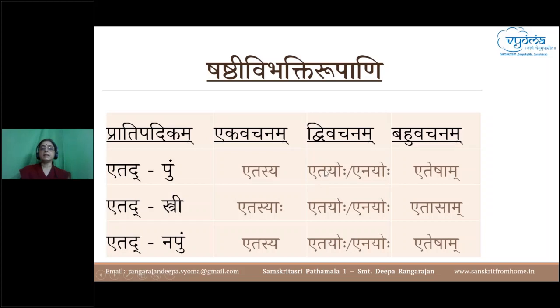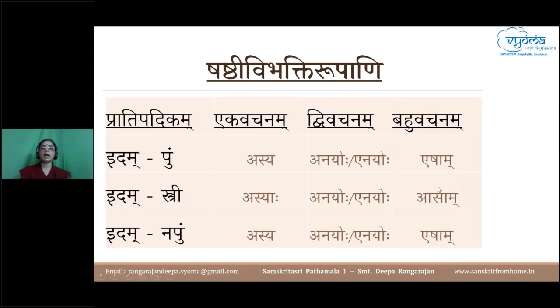Etat shabda, etasya. There are two forms in the dvivachanam alone: etayoho, enayoho, etesham. So pullinga: etasya, etayoho, enayoho, etesham. Srilinga: etasyaha, etayoho, enayoho, etasam. The same as Pullinga, etasya, etayoho, enayoho, etesham for Napumsakalinga as well. Etasya, etayoho, enayoho, etesham, Pullingam. Etasyaha, etayoho, enayoho, etasam, Srilinga. Etasya, etayoho, enayoho, etesham, Napumsakalingam.